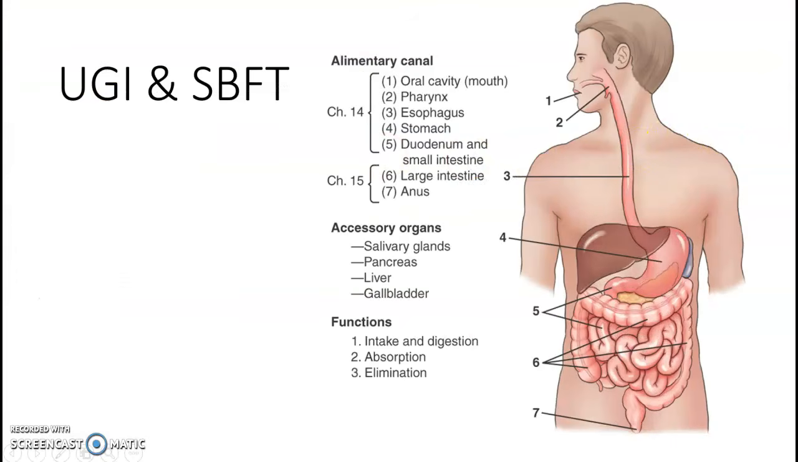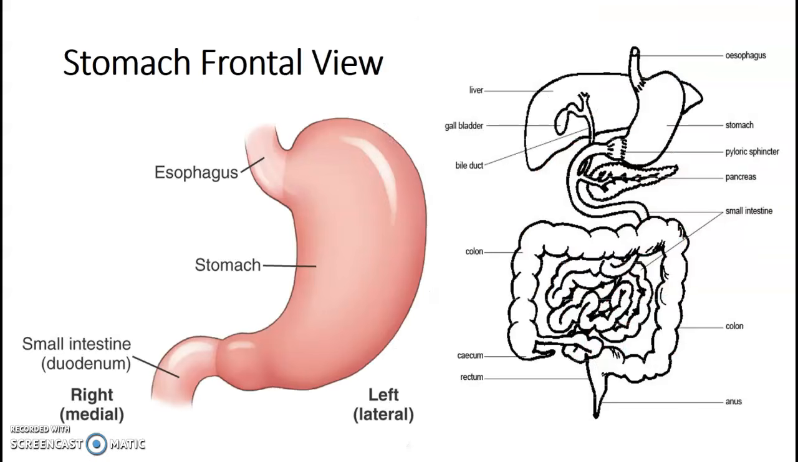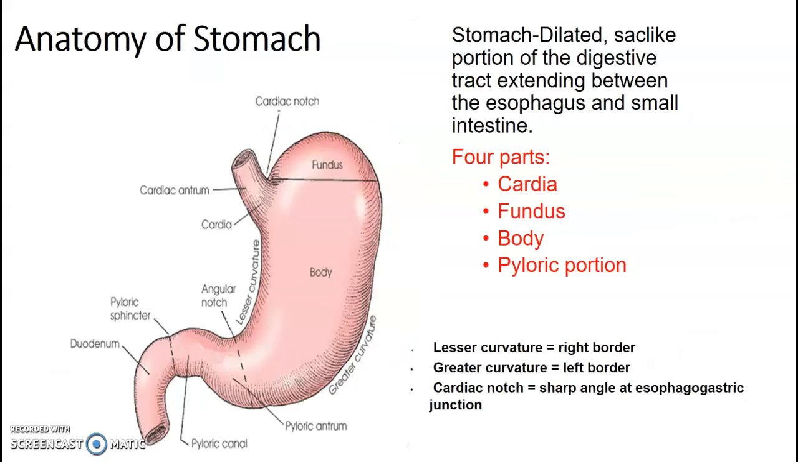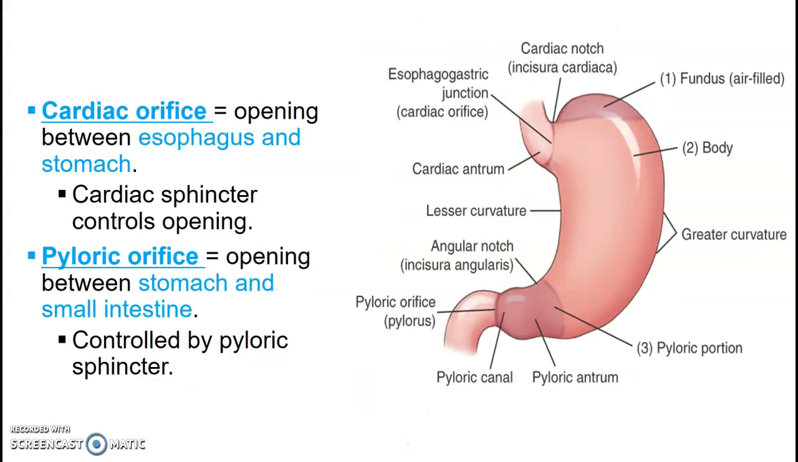All right, we're going to do upper GI, and then I'll probably have to do a separate small bowel follow through. So, know your stomach anatomy, know your intestinal anatomy for me, okay? 4 main parts: the cardia, fundus, body, and pyloric portion. Obviously, 2 curvatures and your sphincters, okay? Make sure you review those.